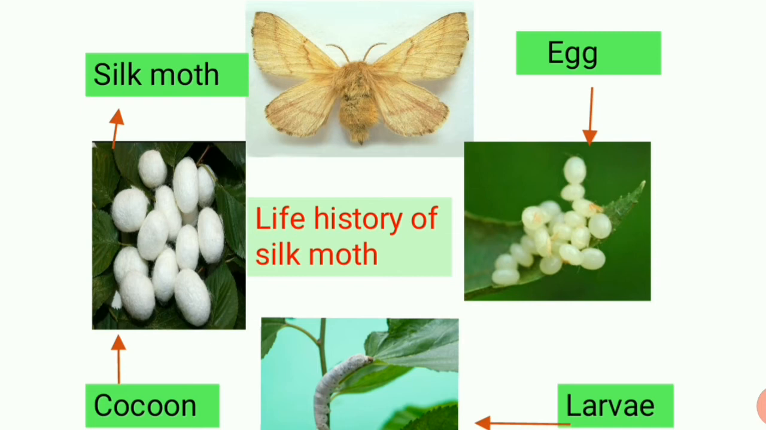During this movement of the head, it secretes fibers made up of protein, that is fibroin, from its special silk gland. Soon the caterpillar covers itself with the silk fiber and forms a cocoon. These silk fibers are obtained from the cocoon stage. Thus, the silk thread is obtained from the cocoon of the silk moth.